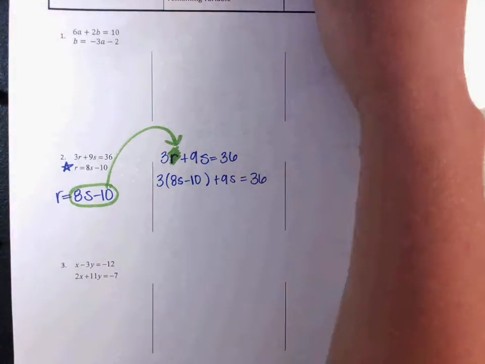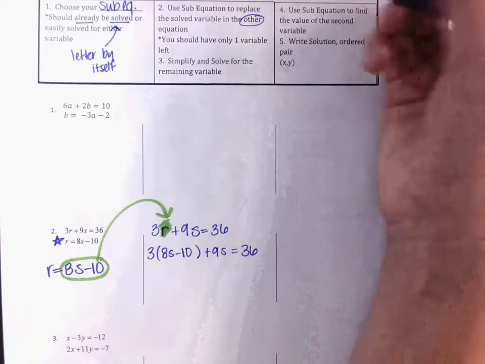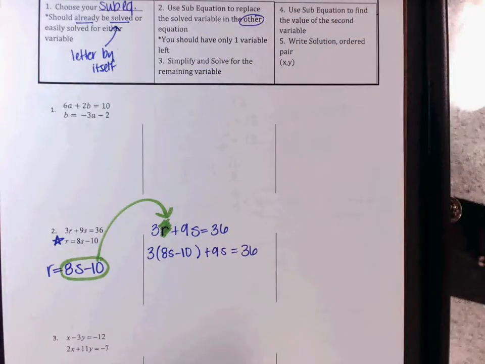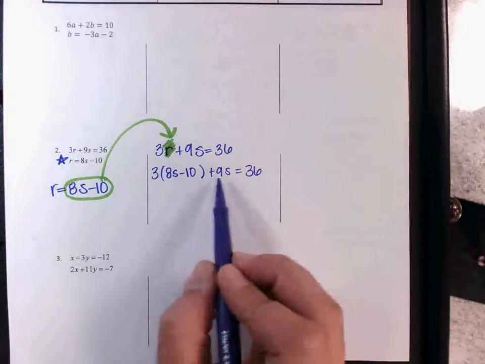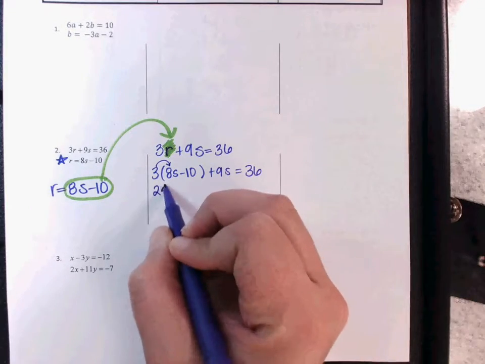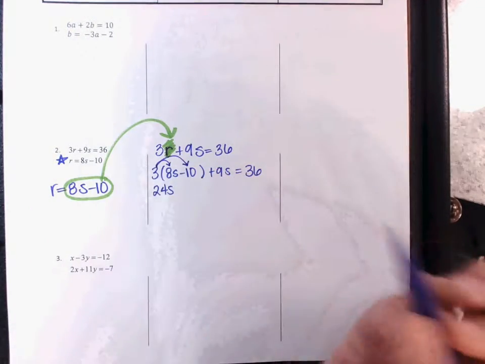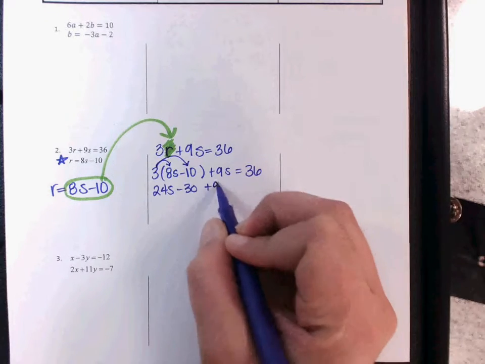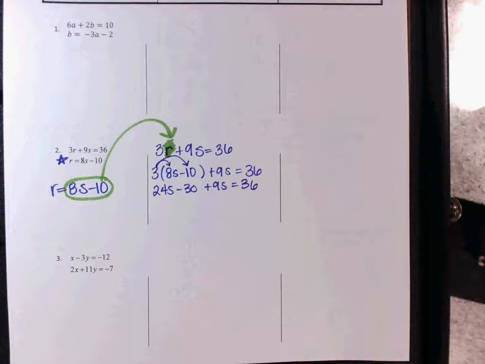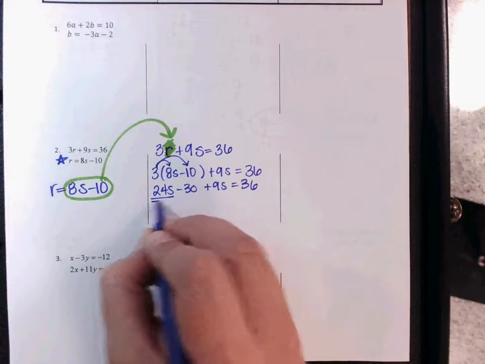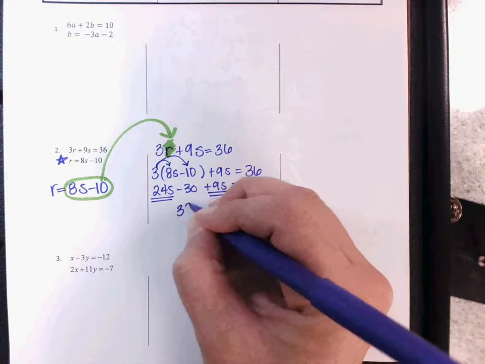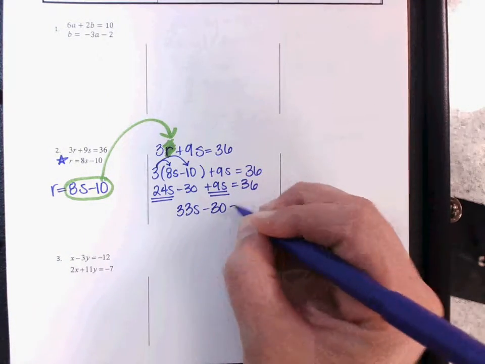Come back up to your steps. After I replace, then I need to simplify and solve. So notice that what's different here is now I have all s stuff. So what is 3 times 8s? 24s. What's 3 times minus 10? Negative 30. Plus 9s equals 36. Now that the parentheses are gone, I can combine like terms. What is 24s plus 9s? Combine those. 33s. Good. Minus 30. Equals 36.